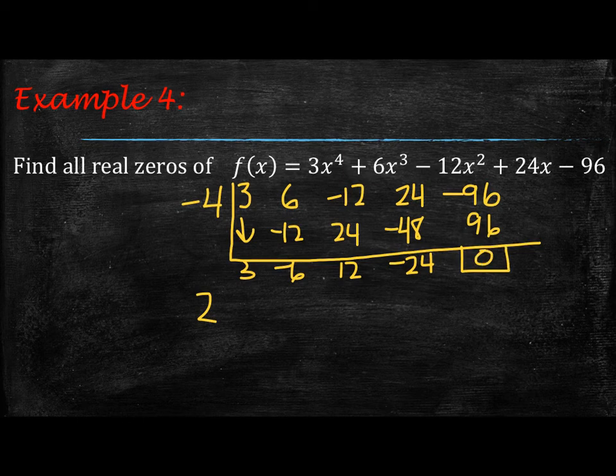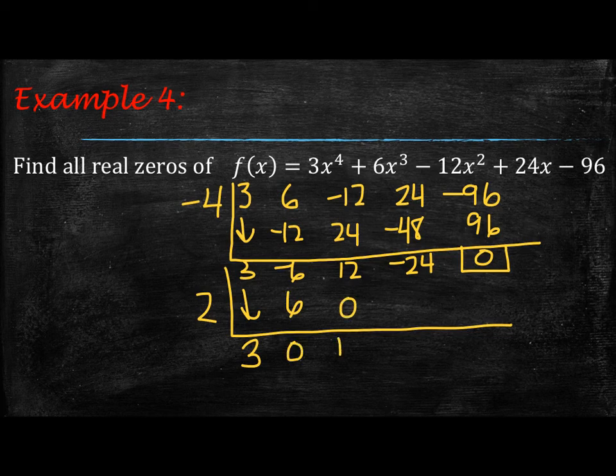And then I want you to do it again with 2. So we're going to bring down the 3, 6, which gives us 0, which gives us 0, which gives us 12, which gives us 24, and there, in fact, we do have another 0. And so this is our leftover polynomial, which this would have been x to the 3rd. So now this is x squared. So we're going to have 3x squared plus 12.